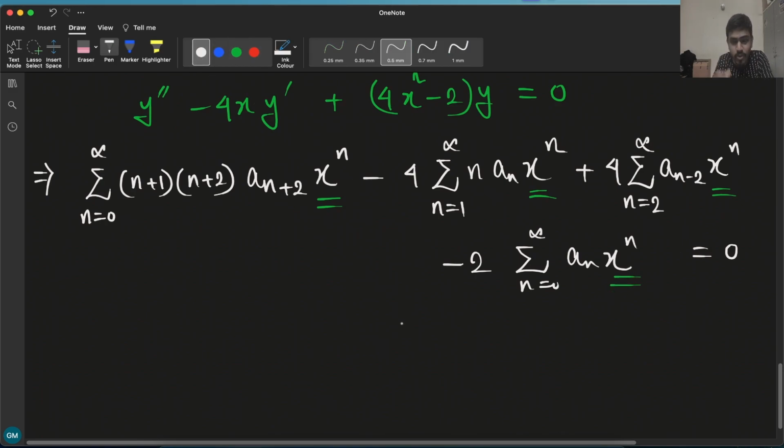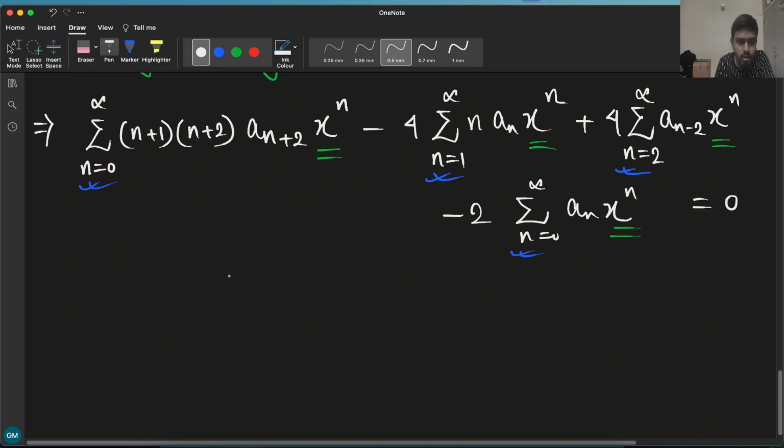Okay, but can we put them together? No, it's because you can see the summation. Here it is starting from n equals 0, here from n equals 1, here from n equals 2, and here again from n equals 0. So what we will do is write this series where all the summation terms start from n equals 2.